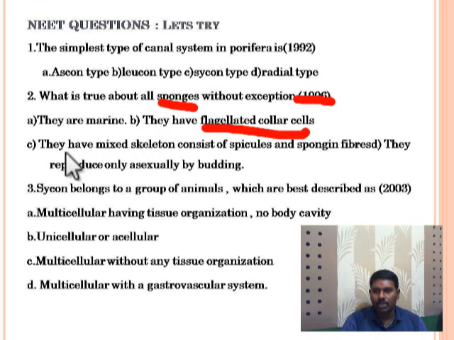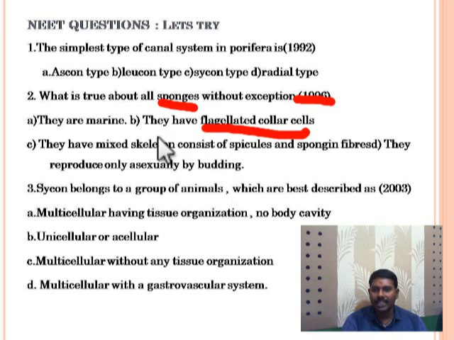And the third option, they have mixed skeleton made up of spicules and spongin fibers. This is the case in Demospongiae, but not in Hexactinellida and also the class Calcarea, which is made up of spicules only. So that is also wrong. They reproduce only asexually by budding? No, they reproduce asexually by budding, and in the meantime they are able to reproduce sexually also.